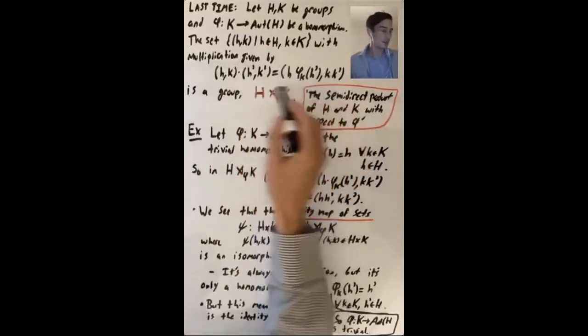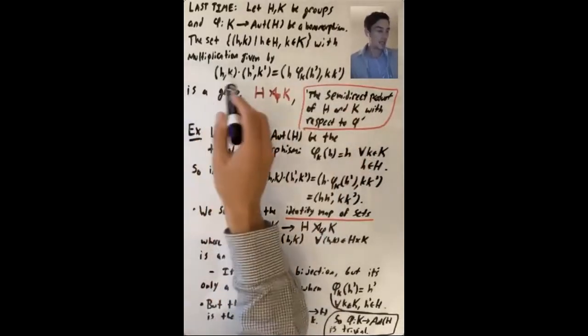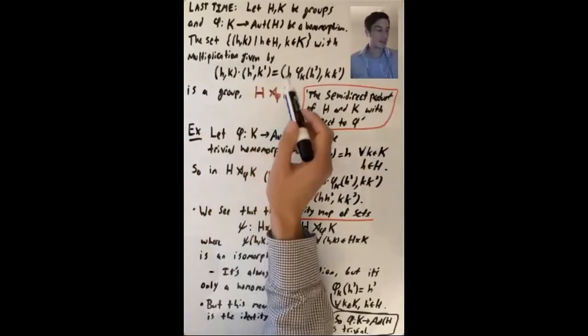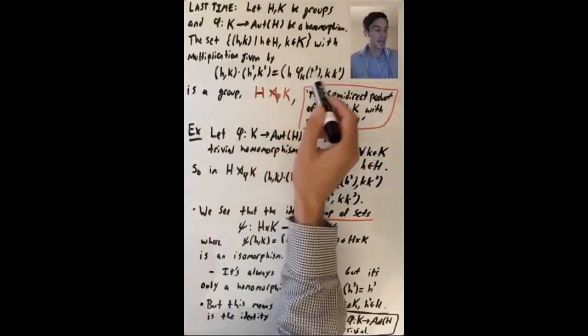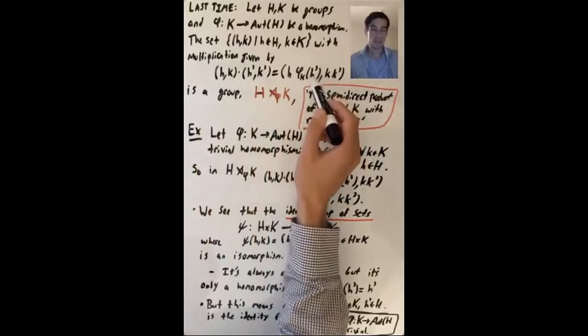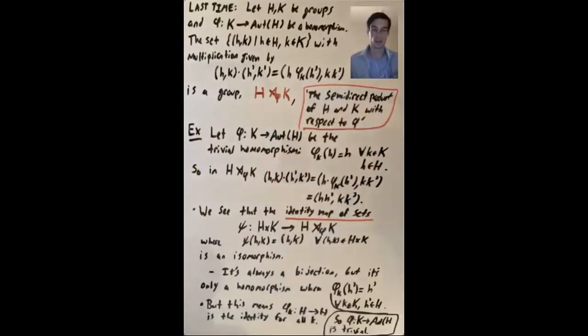So what is this multiplication? (h, k) times (h', k') is h times the automorphism phi_k applied to h', and then k k' in the second coordinate. In the last lecture, we talked a lot about where this comes from, how it's inspired by the case where H and K are both subgroups of a common group G, and H is normal in G, so that K acts on H by automorphisms via conjugation.